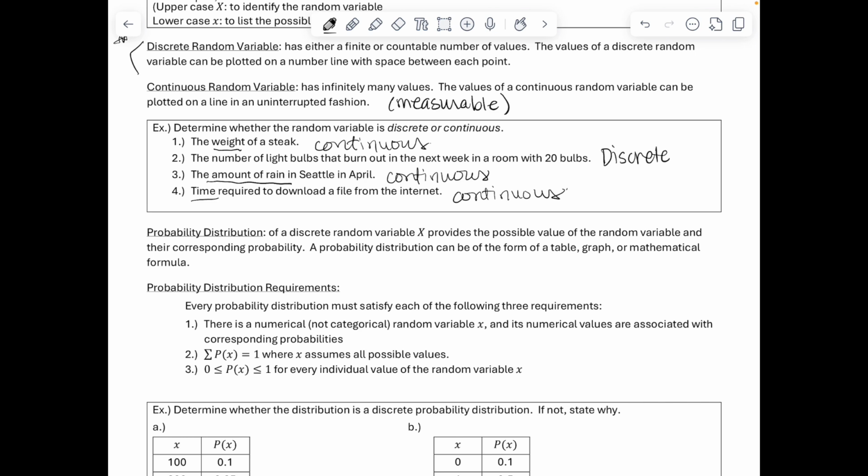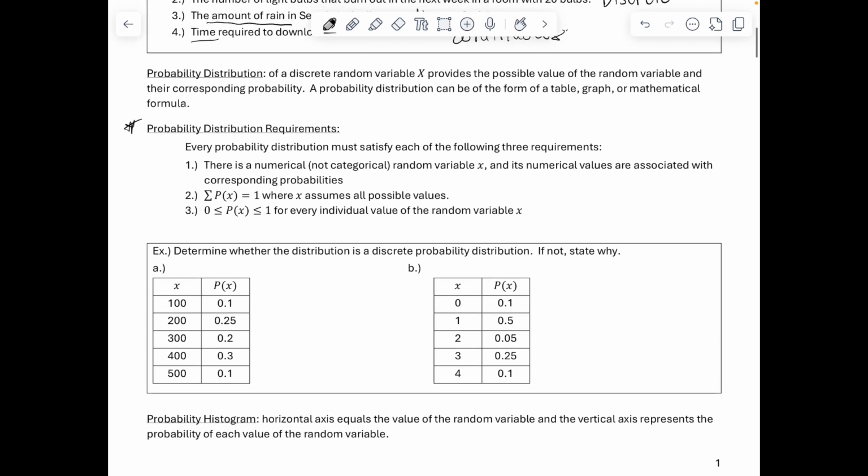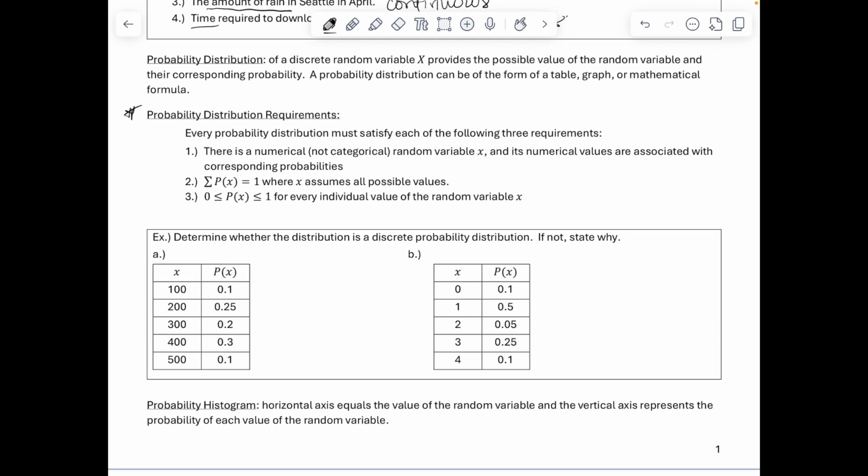Right below this, it says the probability distribution of a discrete random variable x provides the possible values of the random variable and also the corresponding probabilities. The probability distribution can be in the form of a table, graph, or a mathematical formula. So we have probability distribution requirements that have to be met. First thing is that there is a numerical, not categorical, random variable x and numerical values that are associated with each corresponding probability. The second thing is that the sum of all those probabilities is equal to 1.